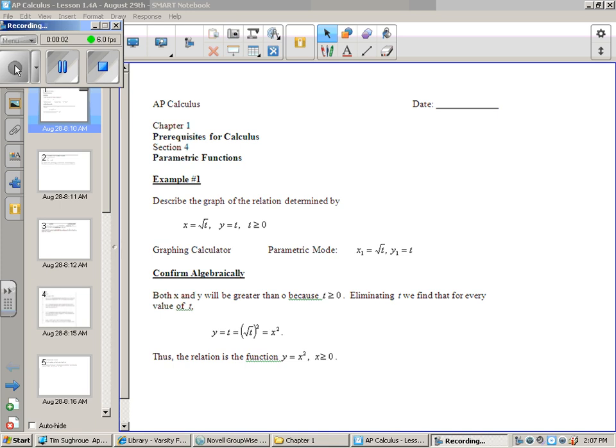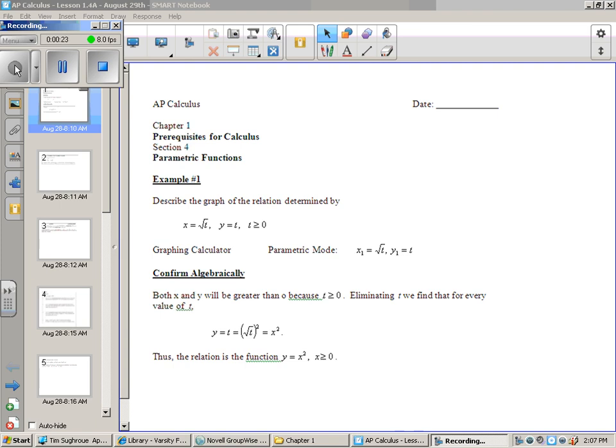Chapter 1, Section 4 is on parametric functions. What we need to understand about parametric functions is that unlike a typical function in which y is described in terms of x, we now can describe both the x-coordinate and the y-coordinate in terms of another variable, and that variable is going to be time. We're always going to have a time element with parametric functions.